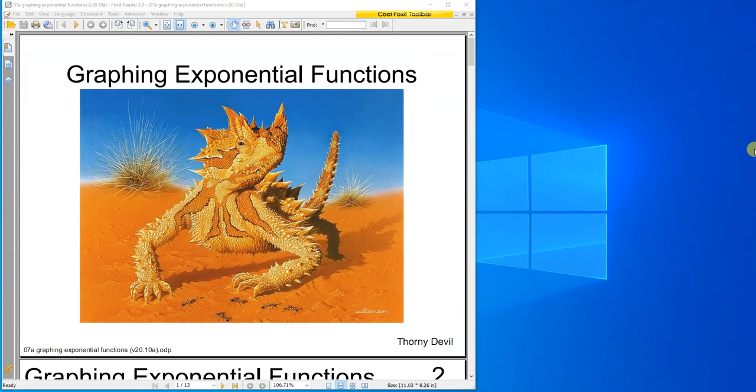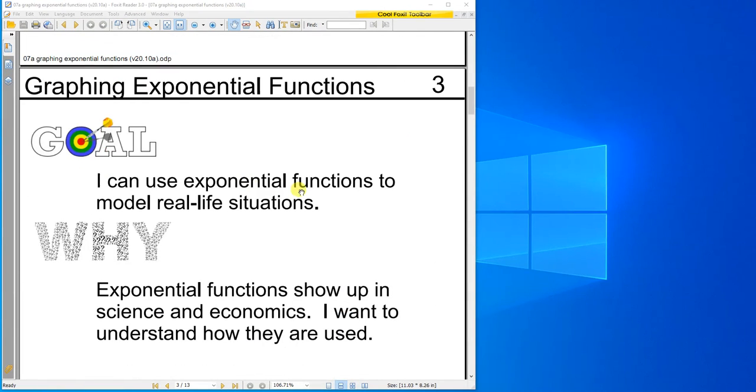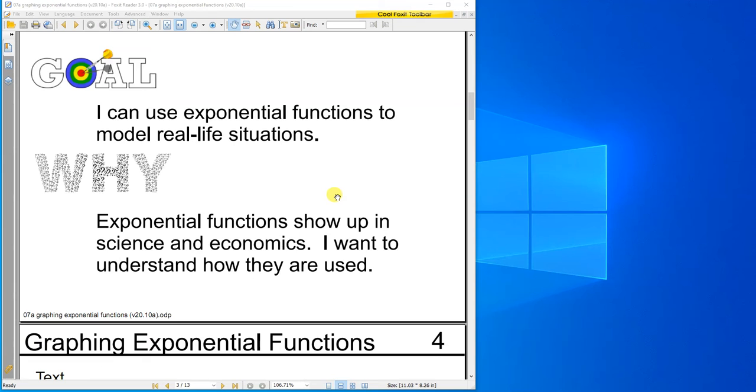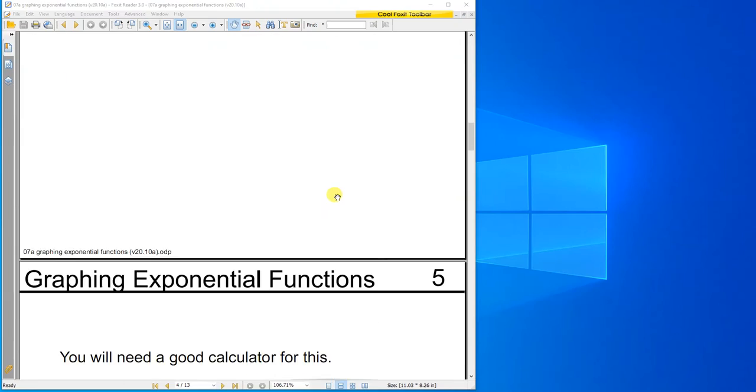So let's start with our learning goal. I can use exponential functions to model real-life situations. Why exponential functions show up in science and economics. I want to understand how they are used.